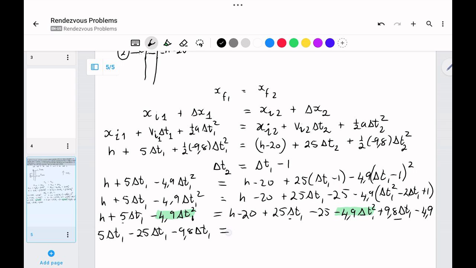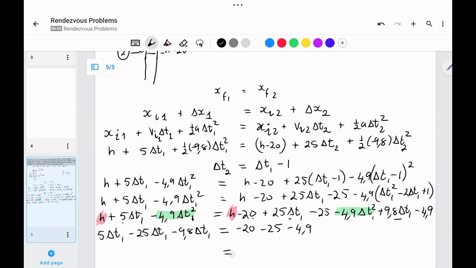And now I've been wanting to do this for so long. See this, this is h and h. We're cancelling them just like we did the quadratic terms, the minus 4.9 delta t1 squared on both sides. So we don't have to put the h's at all. Besides that, I have a negative 20 over here, a negative 25, and a negative 4.9. Need to give myself more space.